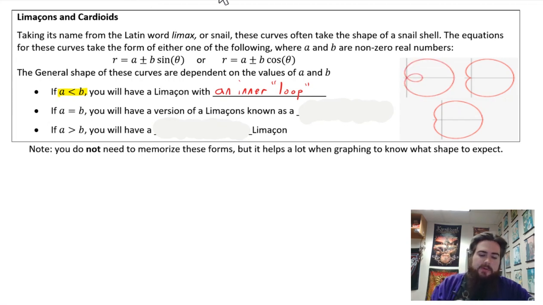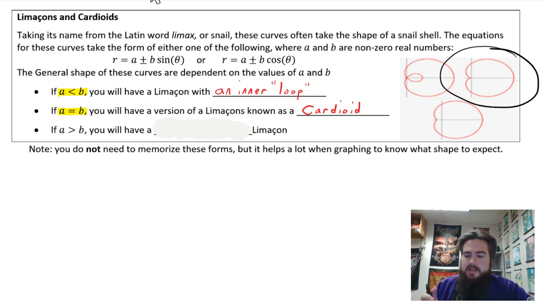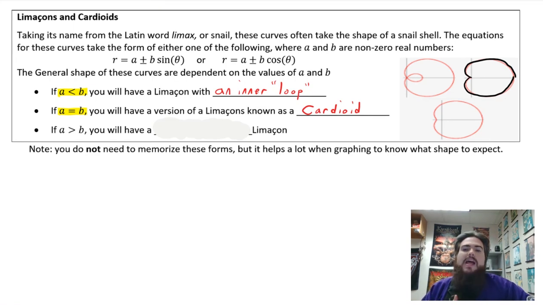If the value of a, the constant term, is equal to the coefficient on your trig function, you will have a special kind of limacon known as a cardioid. A cardioid is named as such because the shape of this graph looks very similar to a heart, which is demonstrated with the second example on the right side here. This example looks kind of like a heart, in this case turned on its side. These kinds of limacons hit the pole, they intersect at the pole, but they do not go through it to create that inside loop.